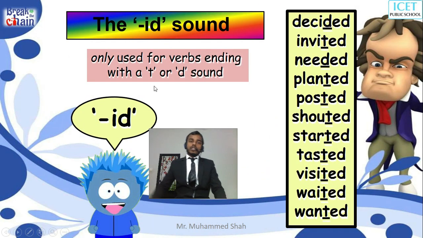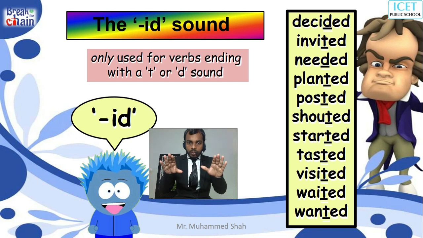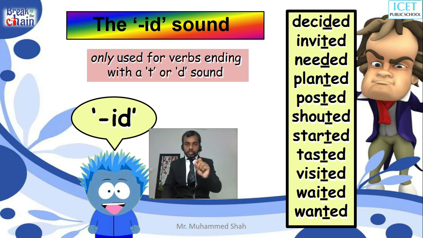These are the words we pronounce it. Only used for verbs ending with a T or D sound. I mean, the base form of the word already ends in D or T. Then when we are forming the past form of it, we will pronounce it. For example, decided, decided, decided. Got it? Invited, needed, needed.